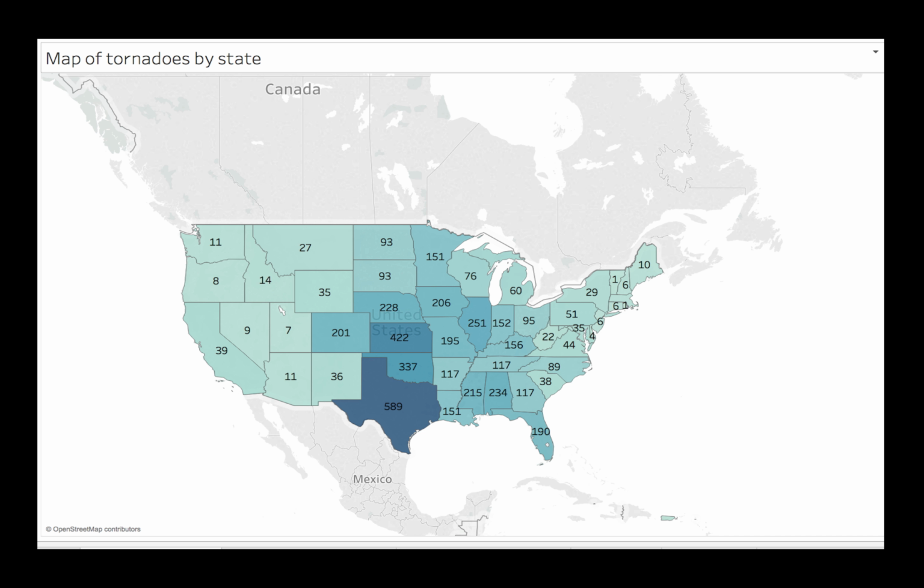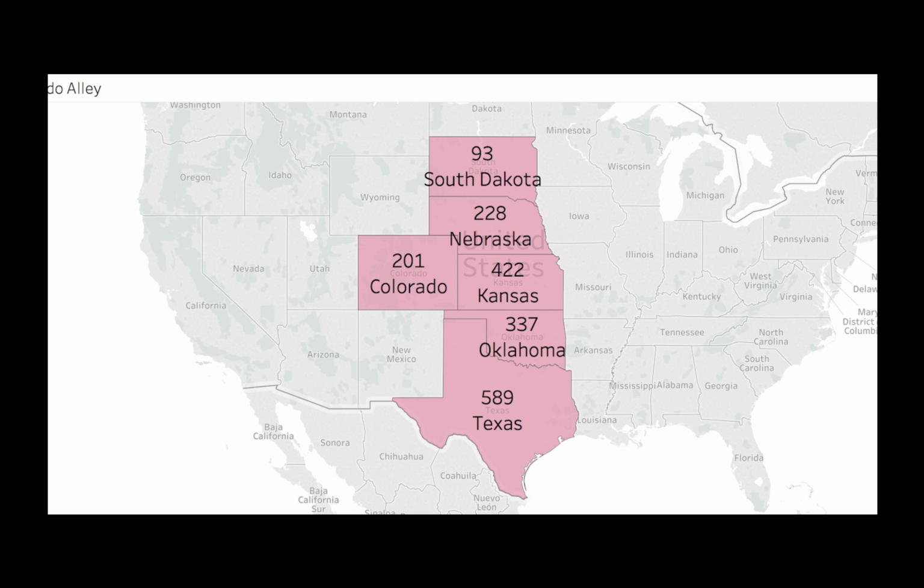This is the screenshot from our Tableau visualization of the collected data from 2012 to 2016. Texas has seen the most number of tornadoes, followed by Kansas and Oklahoma. This image highlights the states forming most of the tornado alley and the total tornadoes occurring from 2012 to 2016.